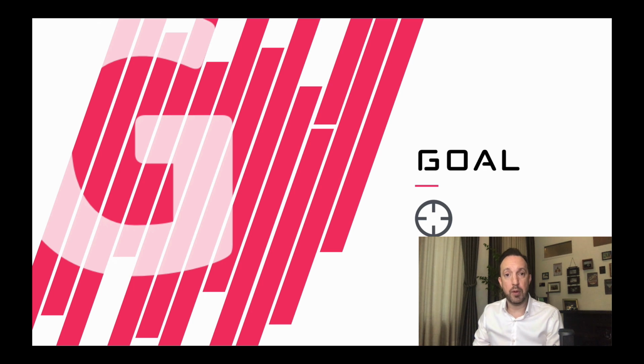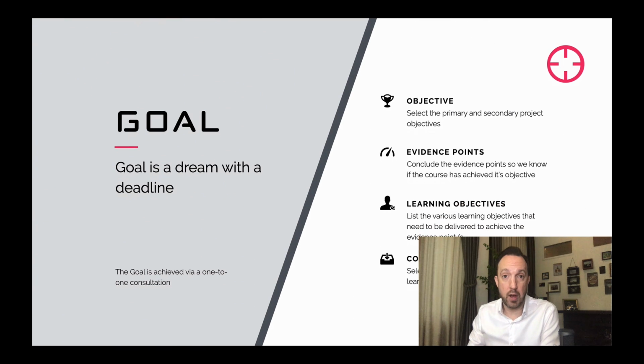So we start off with the goal. With instructional design, it's a case of reverse engineering what we want to achieve. So it's all about identifying, first of all, the primary and then the secondary objectives. There's usually a range of objectives, but it's very important we get clear on what the primary one is. The whole course should be designed with that specific intention in mind.